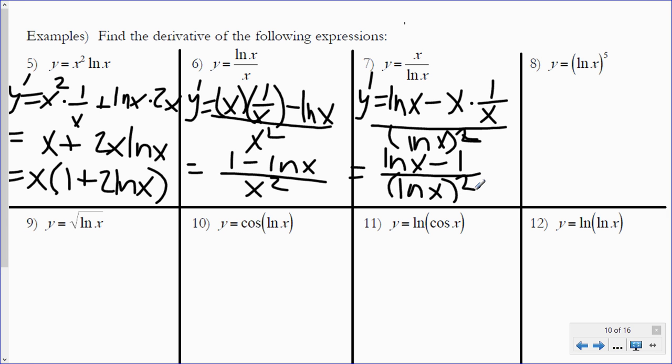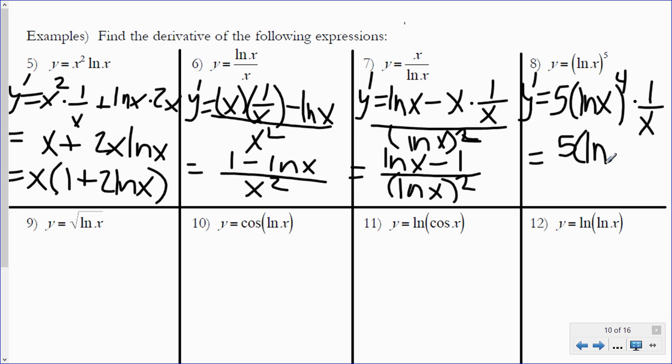Okay, number 8 is an example of chain rule because we have natural log of x raised to the 5th power. So when we use chain rule, we're going to bring the 5 down in front, keep the inside the same, subtract 1 from our exponent, but then multiply by the derivative of the inside, which is 1 over x. And then we can just multiply straight across, and we'll get 5 times natural log of x to the 4th power all over x.